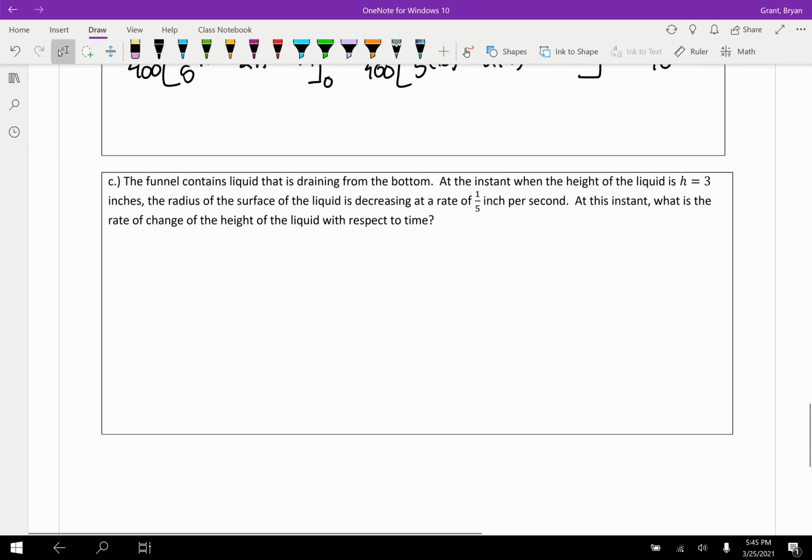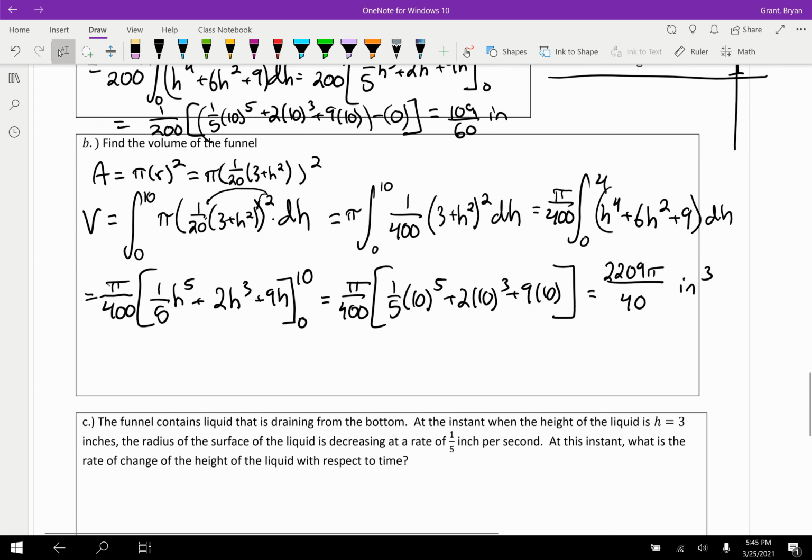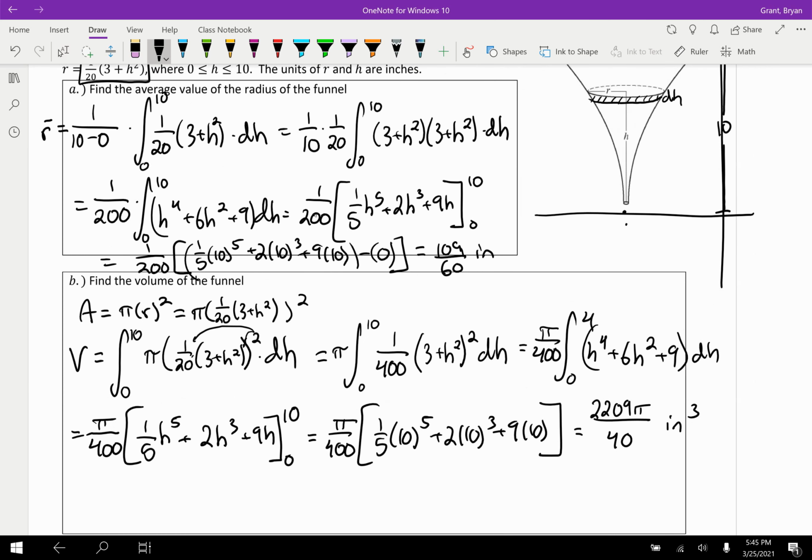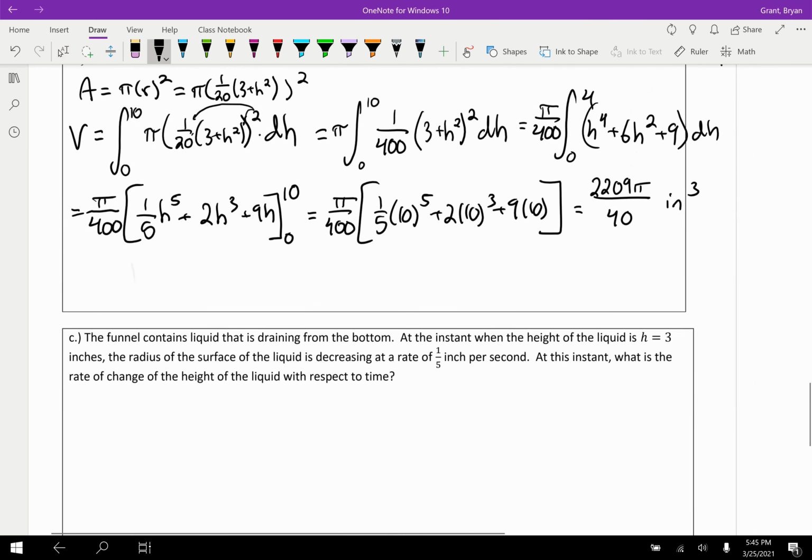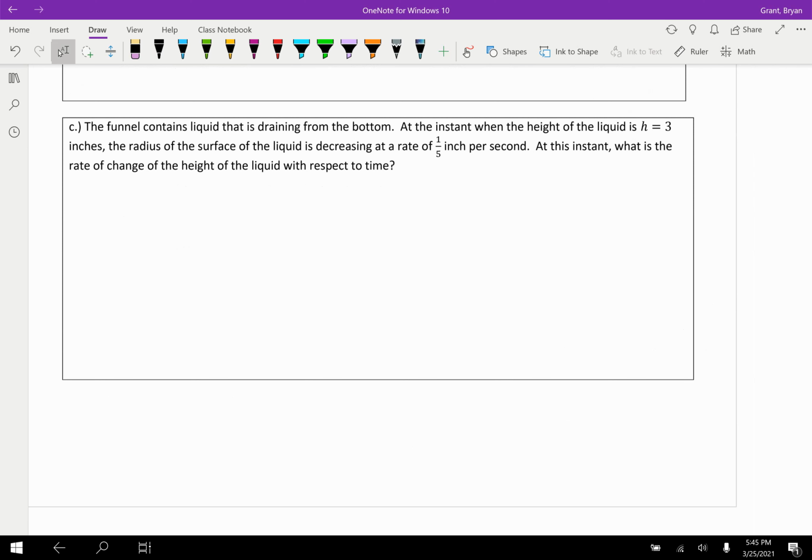Last part. The funnel contains liquid that is draining from the bottom. It's a funnel. It does have a hole. It's probably a good thing, right? It's kind of the point of a funnel. At the instant when the height of the liquid is h equals 3 inches, the radius on the surface of the liquid is decreasing at a rate of 1/5 inches per second. At this instant, what is the rate of change with respect to time?